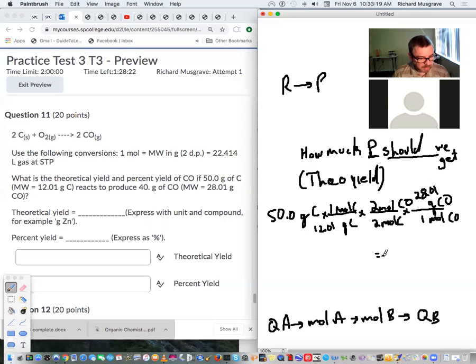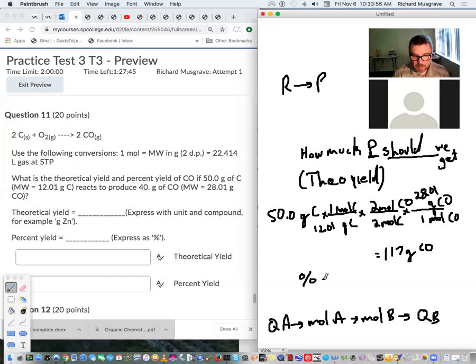Now that's going to come up with a number for us of 16.8 grams. That doesn't seem right. Try that again. Let's try 116.6. That seems more reasonable. But we'll go with 117 grams to match the significant figures, so grams of CO. And you can see that's more than what we actually got, which was 40 grams.